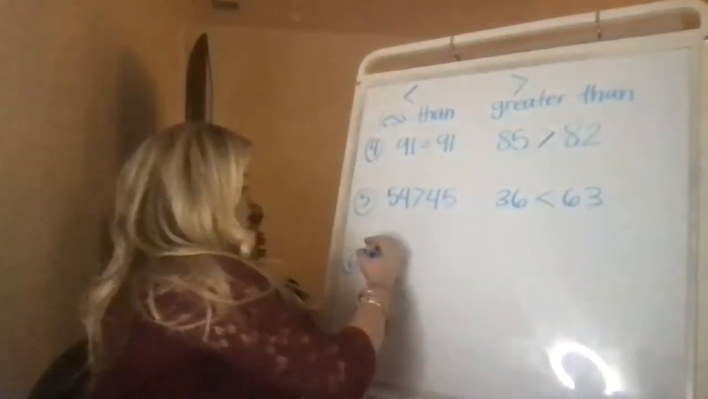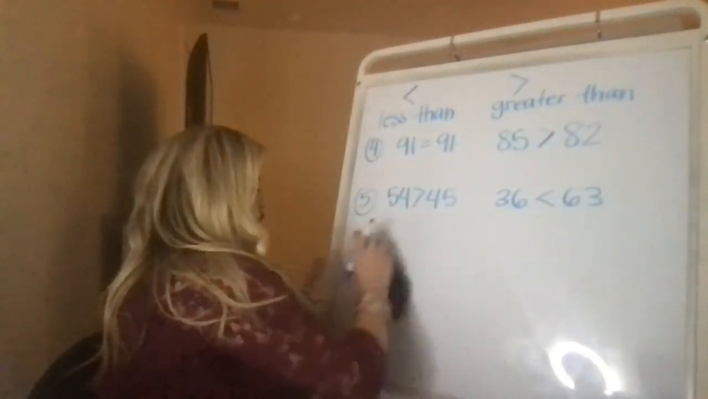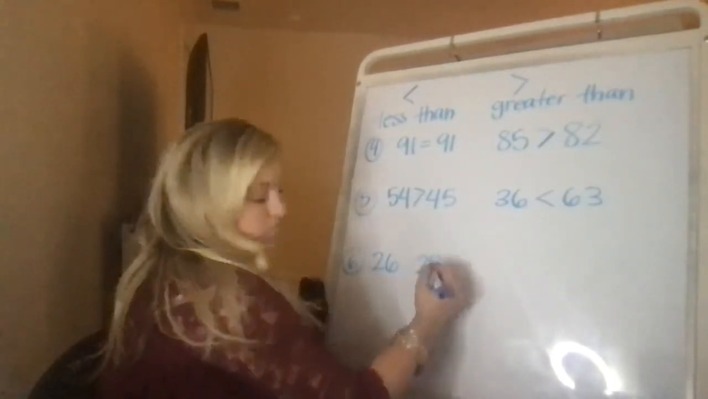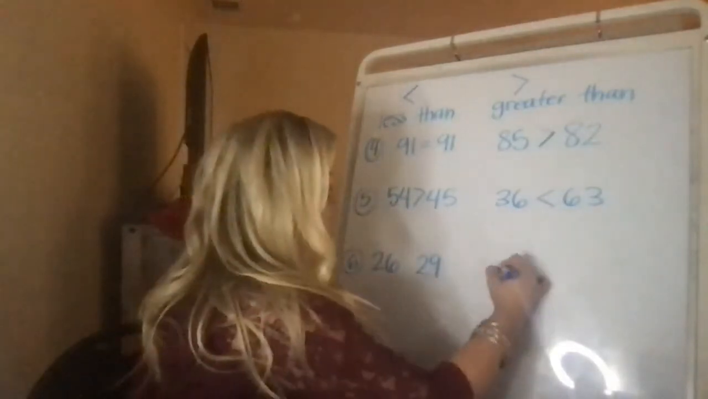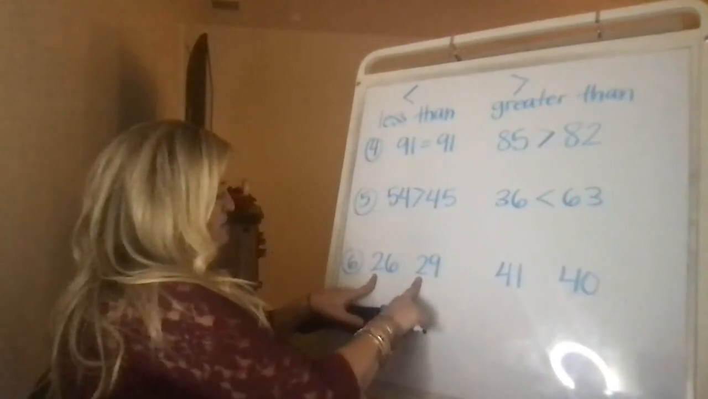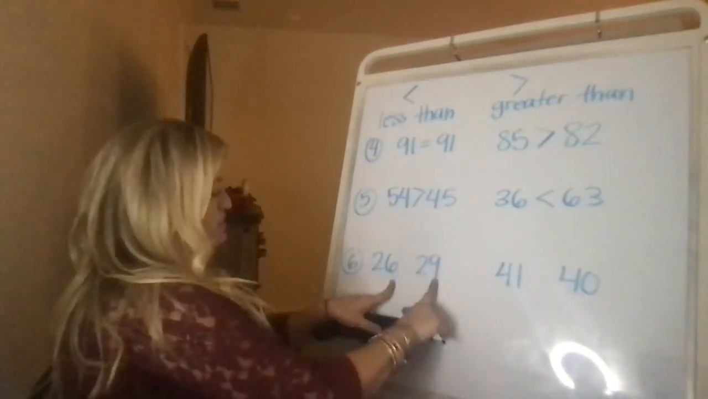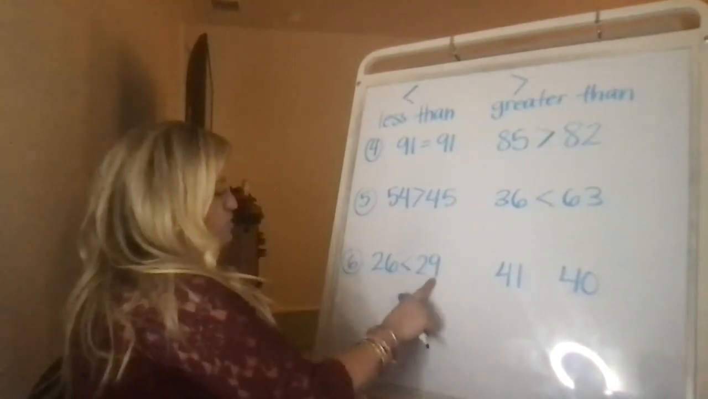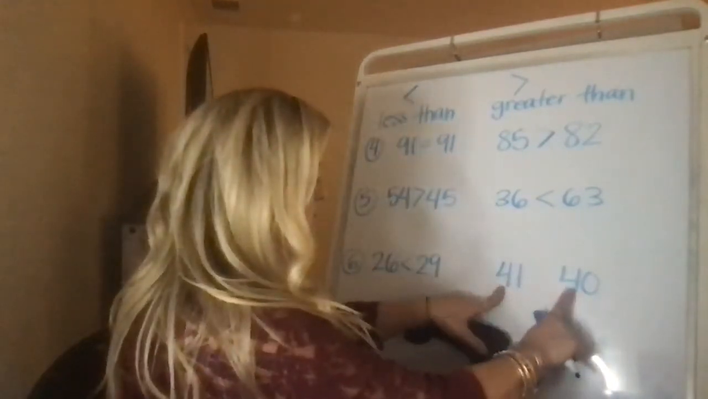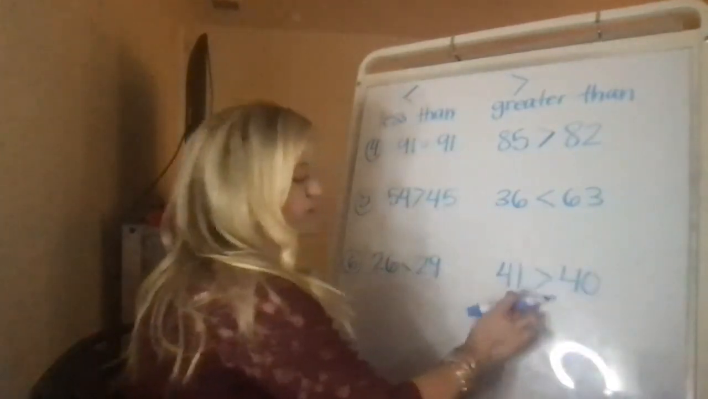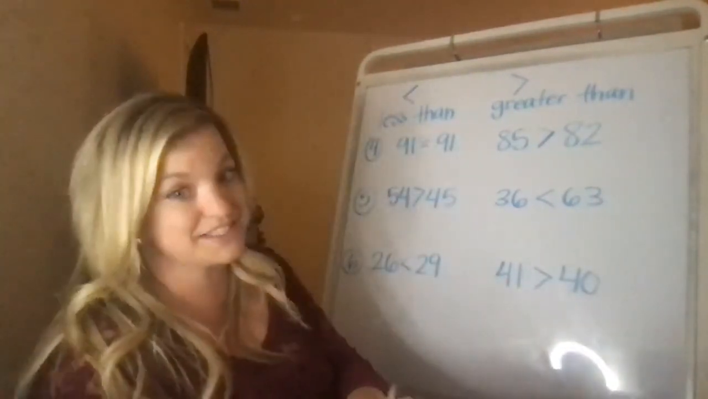Number 6 says 26. So you're going to look at the tens. They're the exact same, so then you hop to the ones. 9 is greater, so 26 is less than 29. Look at the tens. They're the same, so hop to the ones. 1 is greater than 0. Not by a lot, but it still is greater than 0.